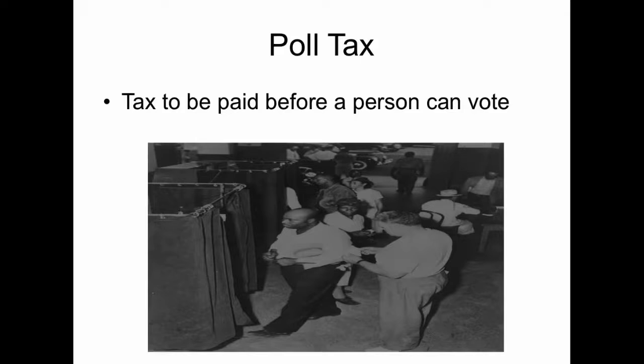A poll tax was intended to keep blacks from being able to vote. Poll taxes were legal in the United States all the way up until 1964. We actually passed an amendment to the Constitution to get rid of poll taxes.